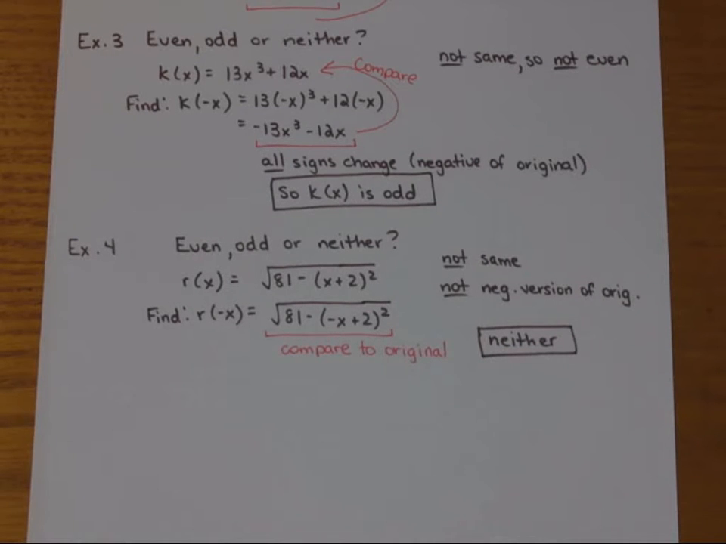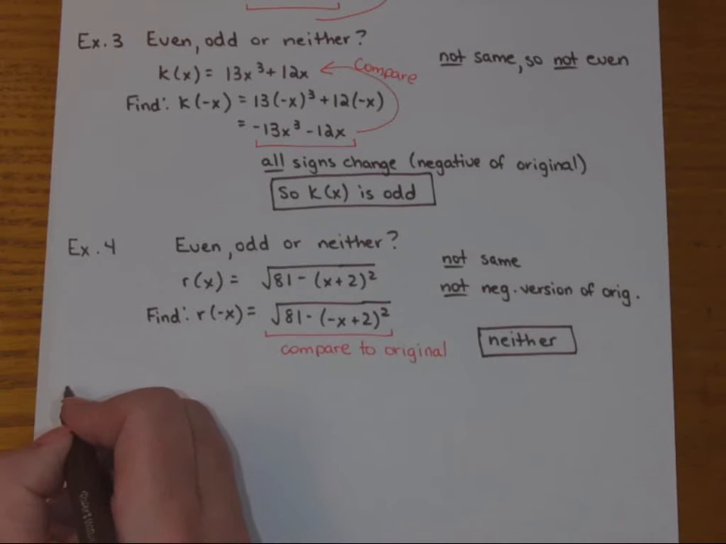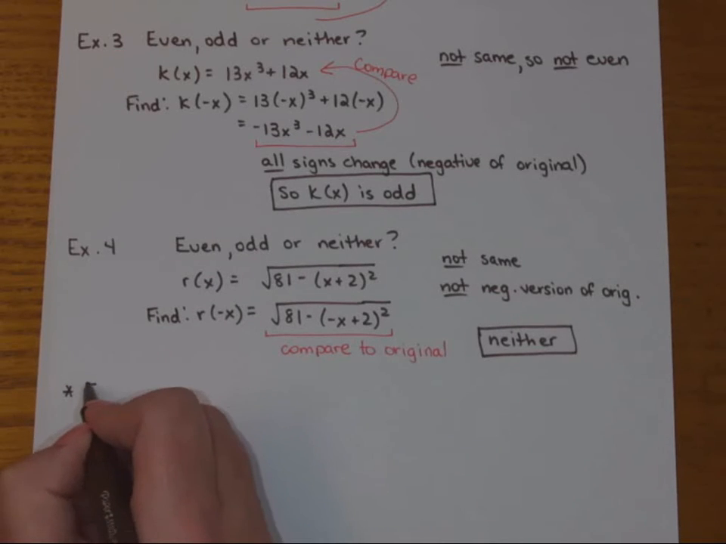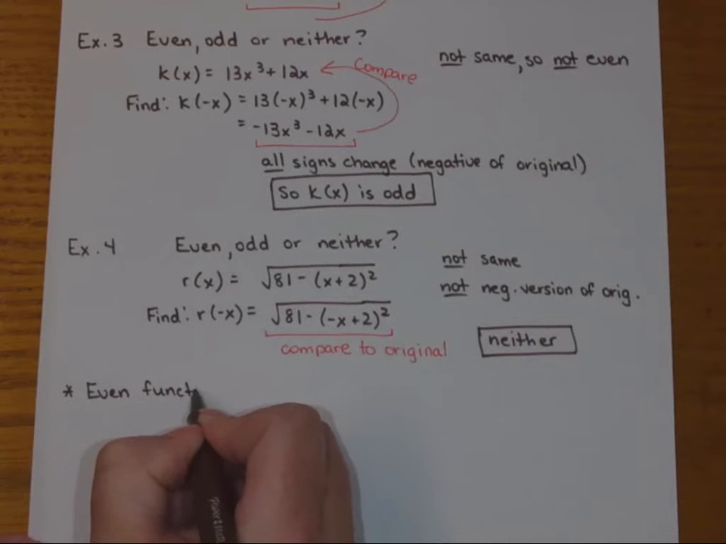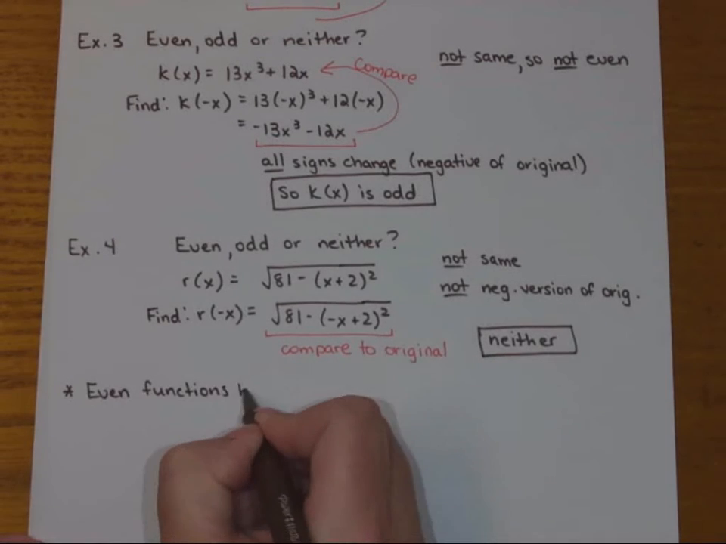Okay, so if what you get is exactly the same as the original, it's even. If what you get is the negative version of the original, it's odd. And if neither one of those things happen, then it's neither. Okay, so that's how we algebraically show that functions are even, odd, or neither. If we have a graph, we can also graphically show.